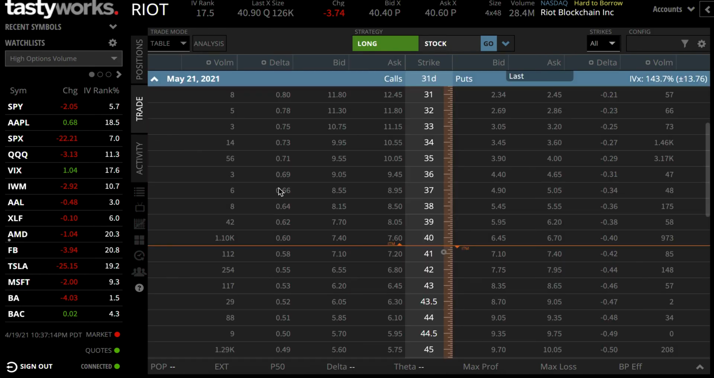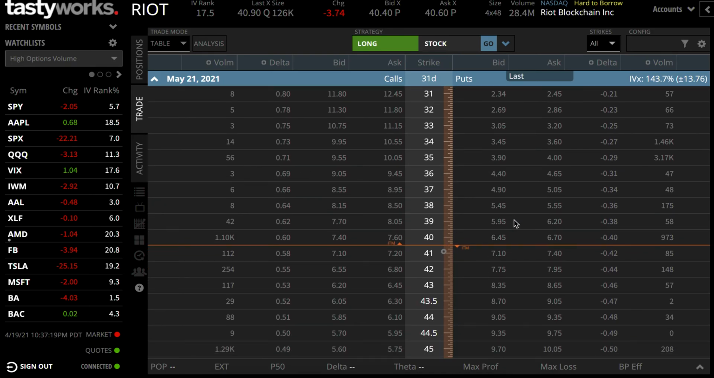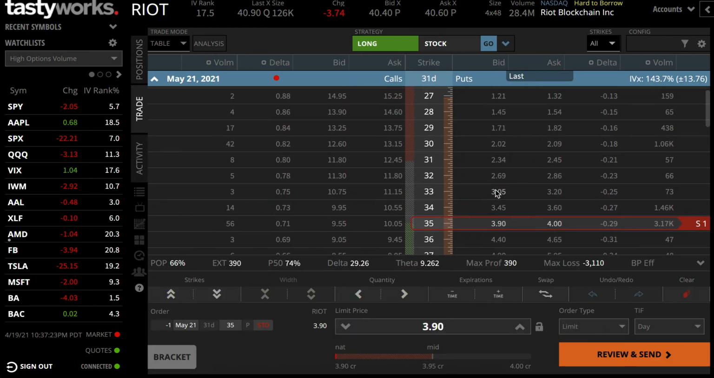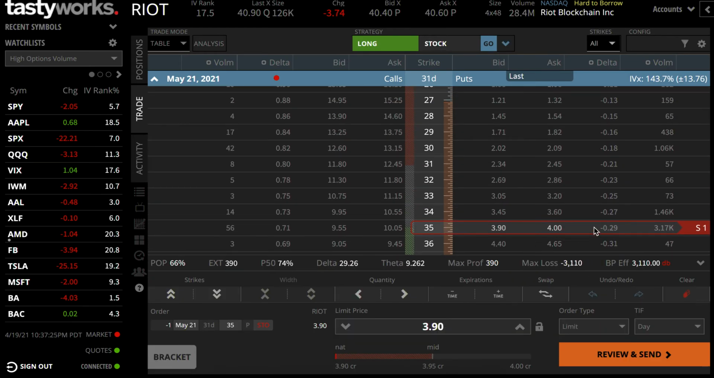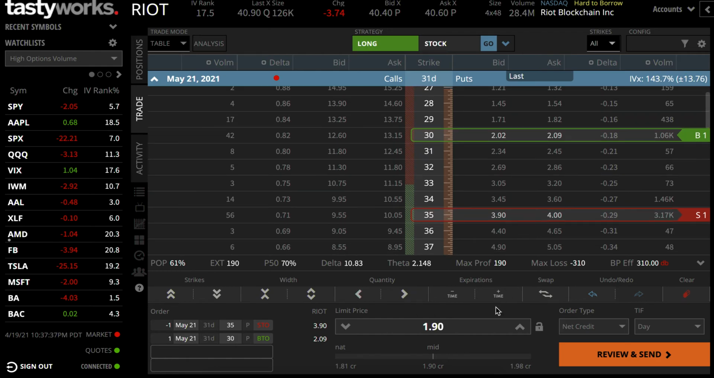May 21st, boom, and actually the puts are on the right, calls on the left. So what I'm going to do is sell the 35. So I go to bid, click it, and that's 29 delta, about 28 on Robinhood. As I go to 30, this is the 30 strike, ask, boom, click it. So I shorted the 35, bought the 30 as protection, and you'll see here $1.90 is my credit. And essentially what I'm doing is I'm looking at a max loss of $310, max profit at $1.90.